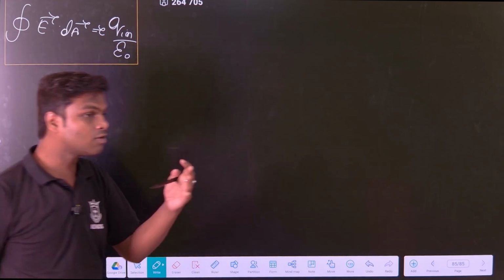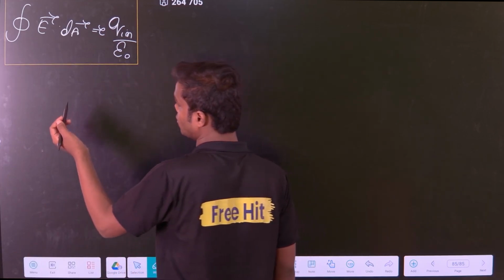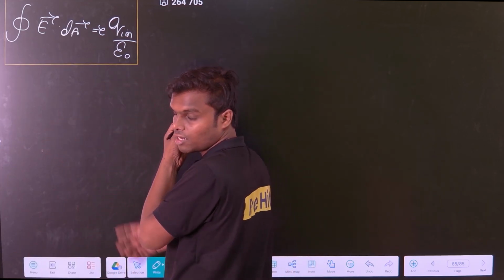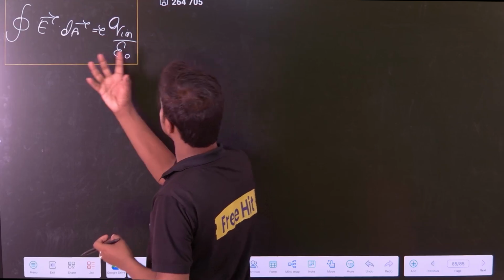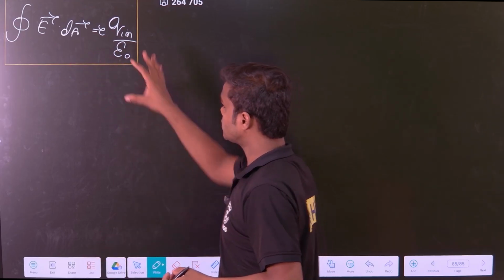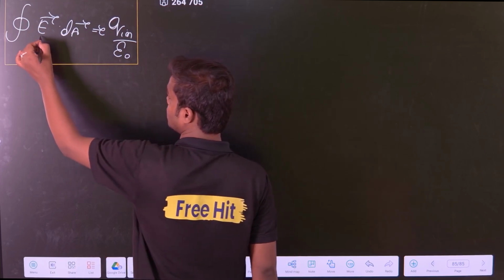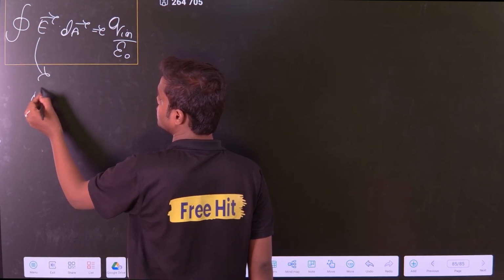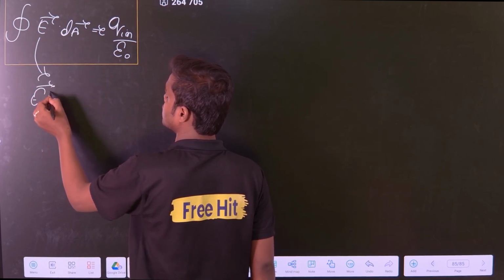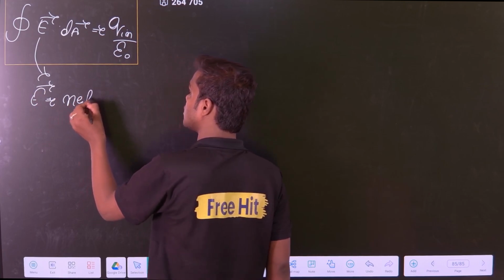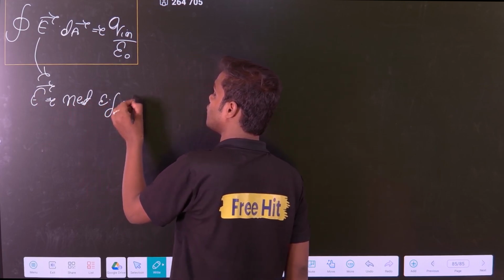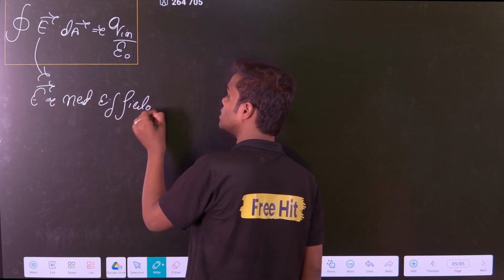So what has the Gauss law basically said? This is our Gauss law. So what is the E written here? This E is the net electric field.